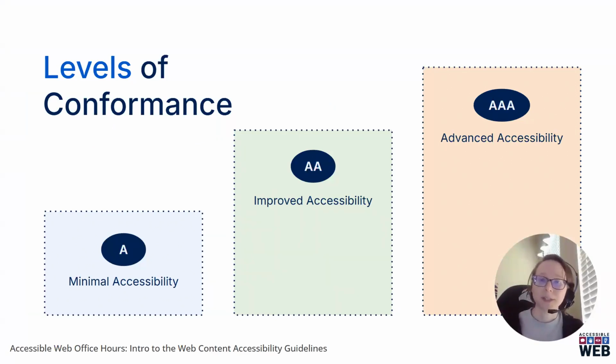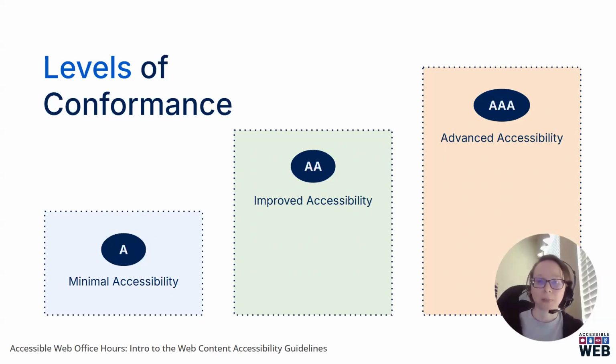AA has improved accessibility and is the most common accessibility target for most organizations. AAA is advanced accessibility. It's uncommon for organizations to strive for full AAA conformance, and W3C even doesn't recommend this level of conformance for all organizations. However, there are several AAA criteria that are great best practices to follow, even if you're not aiming for full AAA conformance.